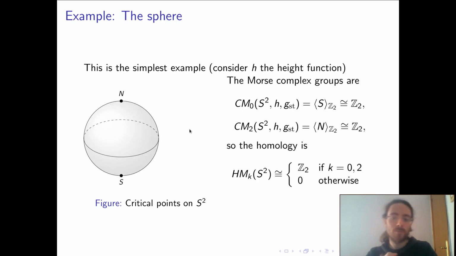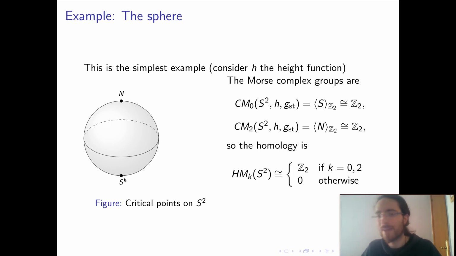So the first example is just the sphere, as we can see in this figure. You can imagine it embedded inside of R3, and our Morse function will be the height function. A natural question is if the height function is a Morse function. Trust me, it is. You can check it very easily. And the critical points are only the north and the south poles.